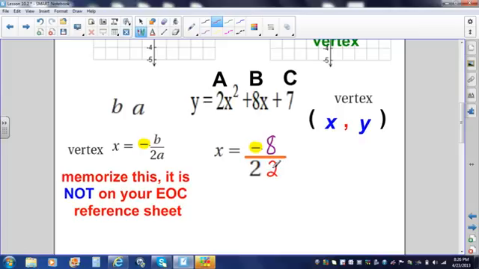No, no, no, no! It's not 22. It's 2 times 2 because they're touching each other. This would be -8 over 2 times 2, which is 4. -8 divided by 4 would give you -2. So x is -2.